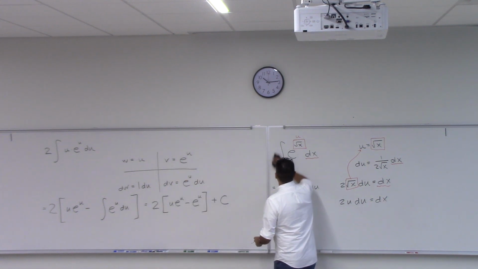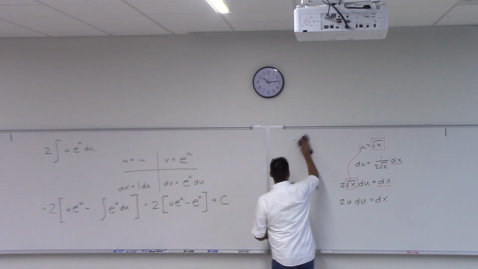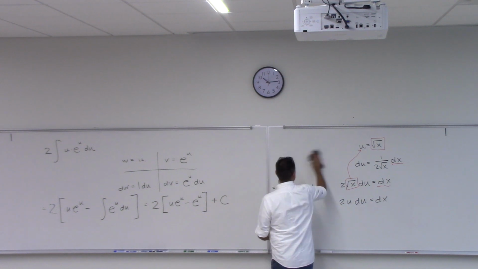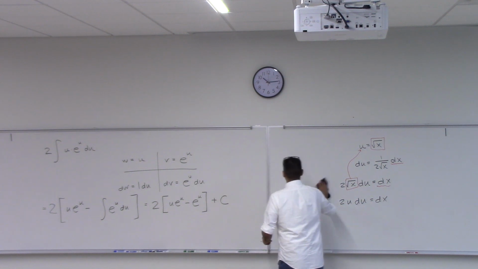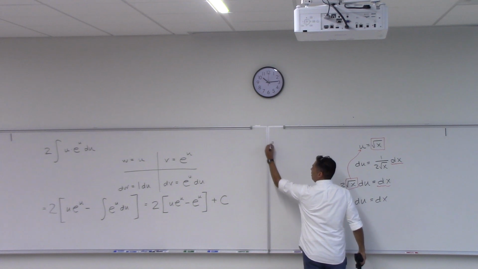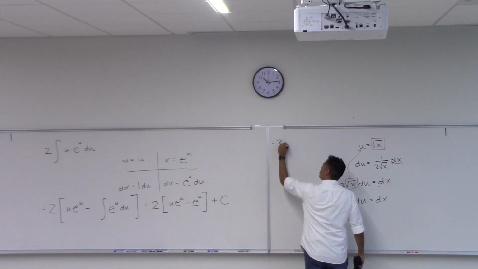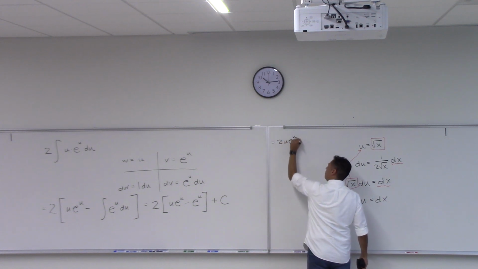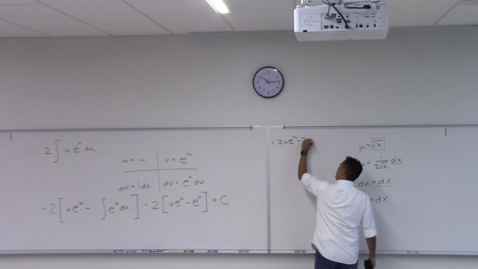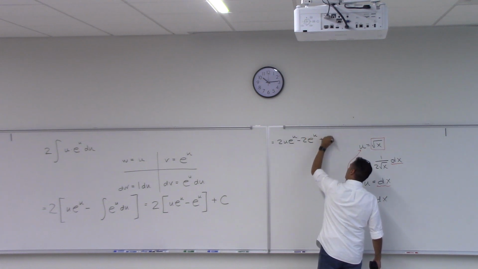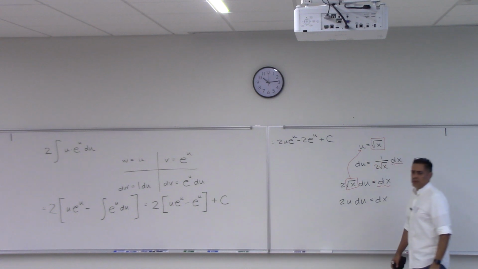And distribute the 2, right? Distribute the 2. I'll do it right here. If I distribute the 2, I get 2u e to the u minus 2e to the u plus c. Do I box that? Is that my final answer?